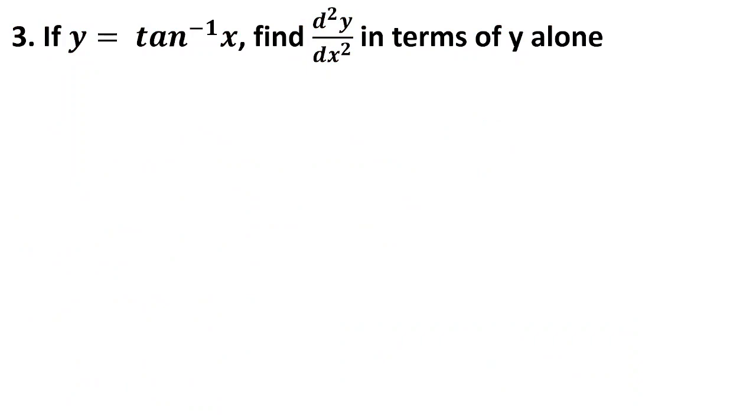Here y is equal to tan inverse x. They want the second derivative in terms of y alone. Normally when you do the second derivative, the right hand side is an explicit function, so our final answer will be in terms of x only. But they want it in y. Well, let us see how to do it.